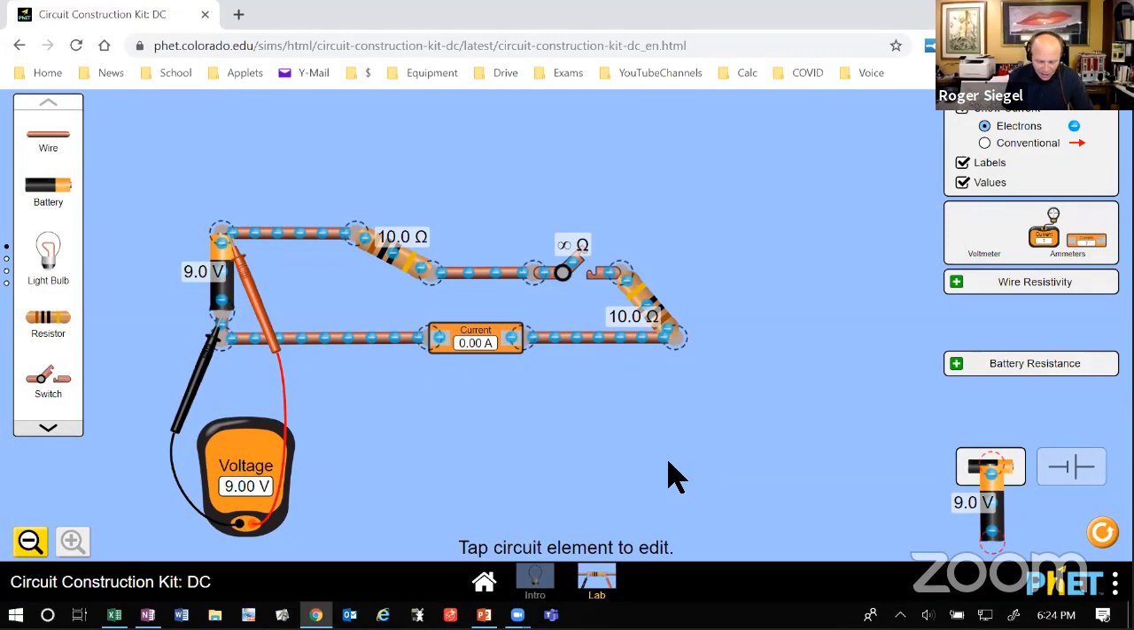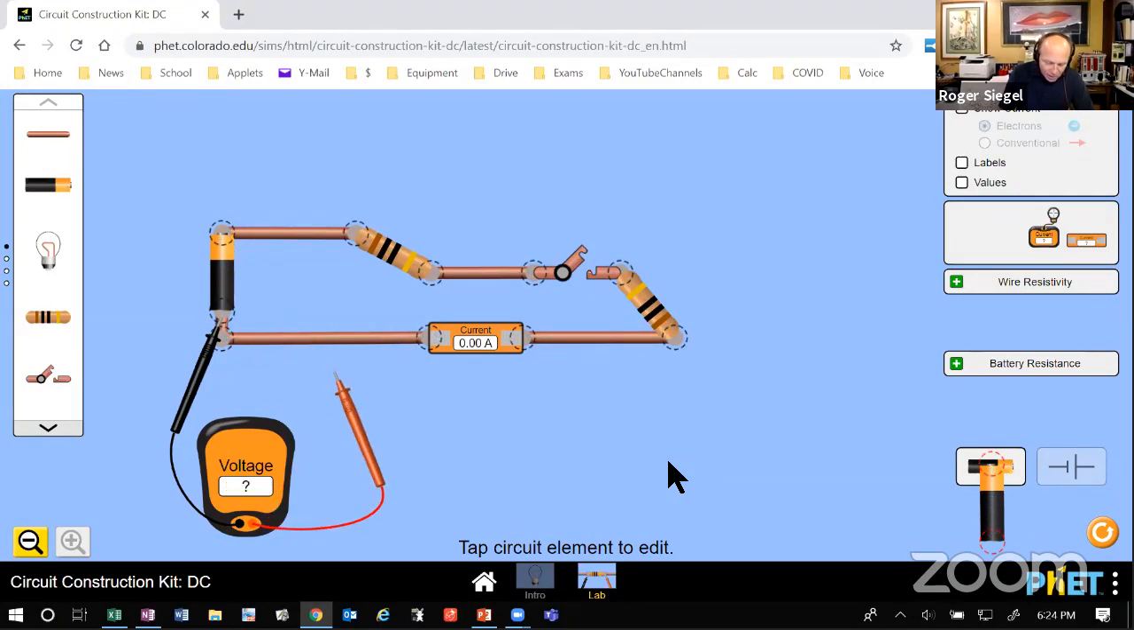So this is my circuit. Let me turn some things off here. I'm going to turn off the labels. Okay, good. So what I have in this circuit is a battery over here on the left. I've got two resistors, a switch, and an ammeter. And then over here, I've got a voltmeter.